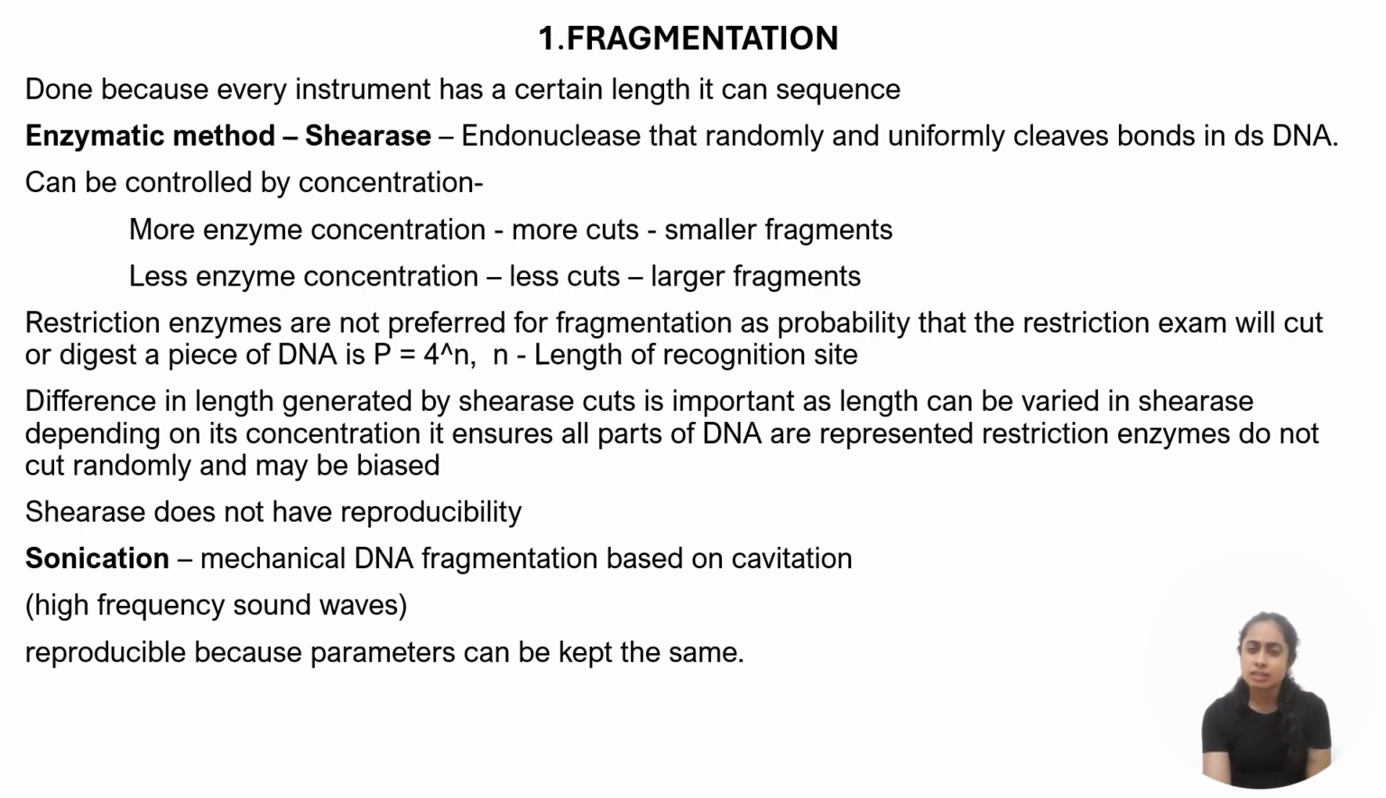But even shearase does have some disadvantages. For example, shearase does not have reproducibility. In different experiments, if different concentration of shearase is used, then we'll get different fragments of DNA. So another method called sonication is highly preferred and highly used. This is the mechanical DNA fragmentation based on cavitation. In the previous video, I have spoken about this. So it is similar. High frequency sound waves are used, and this is reproducible because all the parameters in a sonication experiment can be used again in a similar way in another experiment.